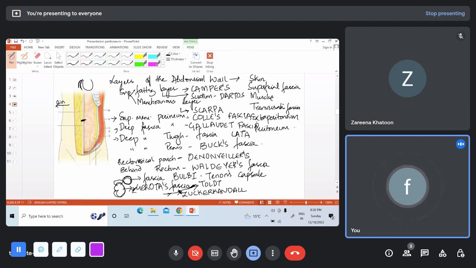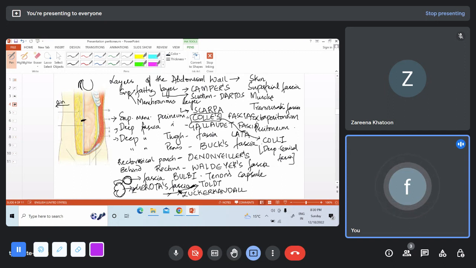Okay, there are two things which can confuse you. First thing is, this superficial fascia of the perineum is Colles fascia, whereas the deep cervical fascia is called Colli fascia. What is this? This is the deep cervical fascia. Okay. One more important thing.